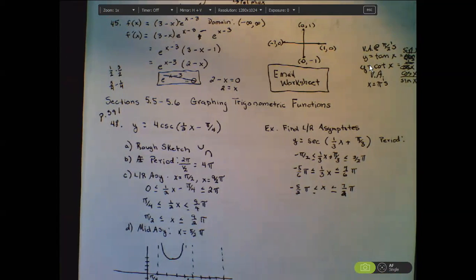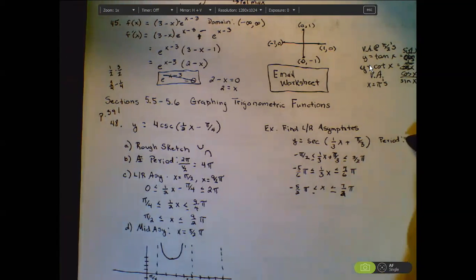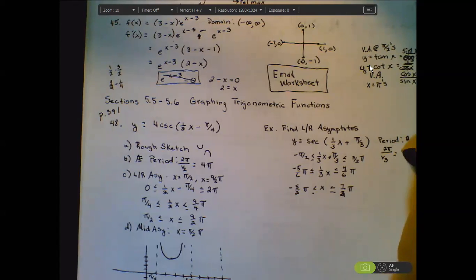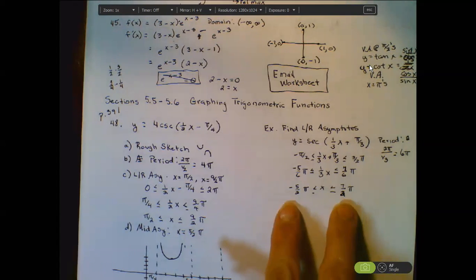You would take the 2 pi and divide it by that 1/3. It's the normal period of secant divided by the coefficient of x. This would have a period of 6 pi. Is this a distance of 6 pi?